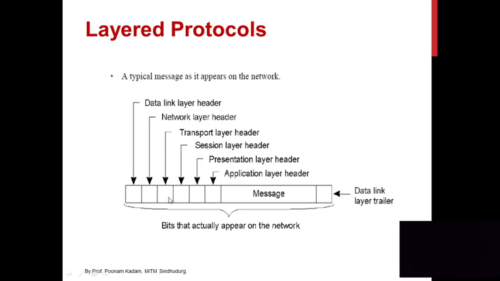Then the message comes to the transport layer, so the transport layer header is added. Then it comes to the network layer as a packet, and the network layer header is added. At last, the message comes to the data link layer, so the data link layer header and data link layer trailer are added to the message, and then it is converted to bits in the physical layer, and those bits get transferred on the network.